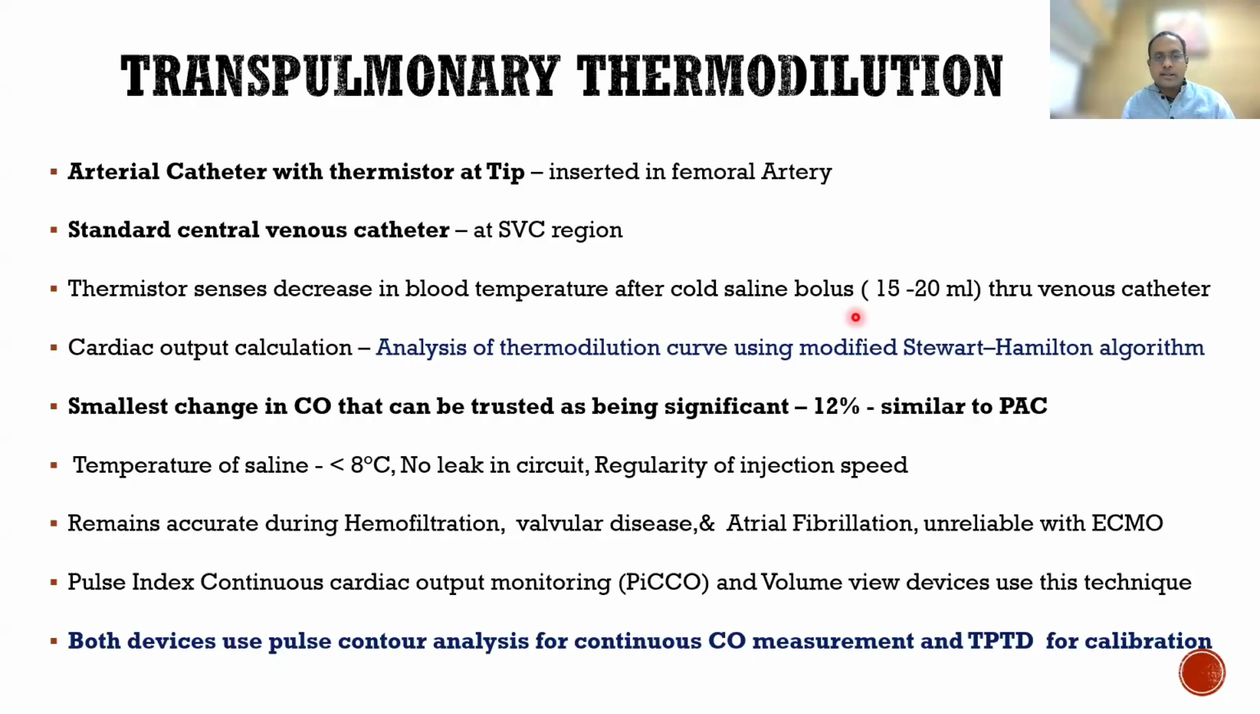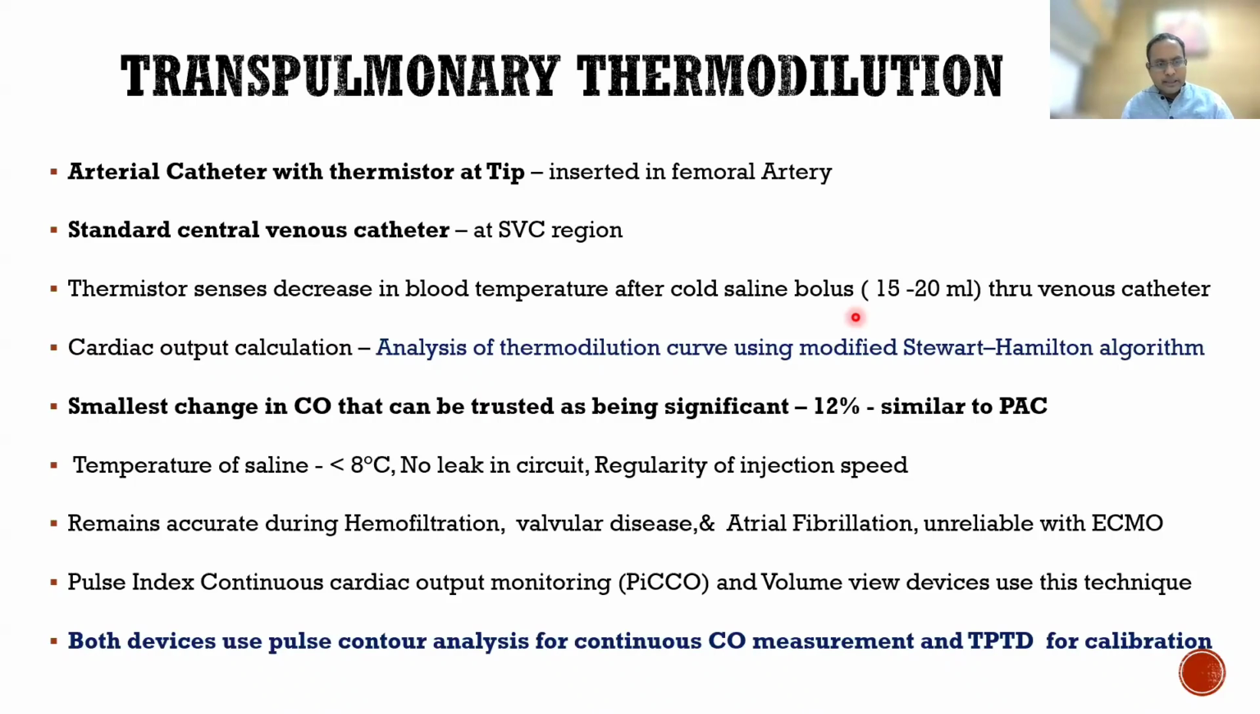And the temperature of the line should be less than 8 degrees Celsius, and we have to ensure that there is no leak in the circuit. The regularity of injection speed also defines the accuracy of the measurement. The advantage is that it remains accurate during hemofiltration, valvular disease, and atrial fibrillation, but in patients on ECMO, it cannot be relied upon.